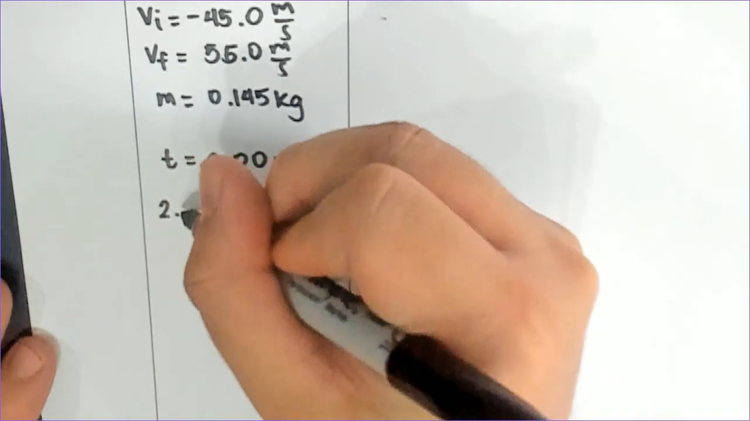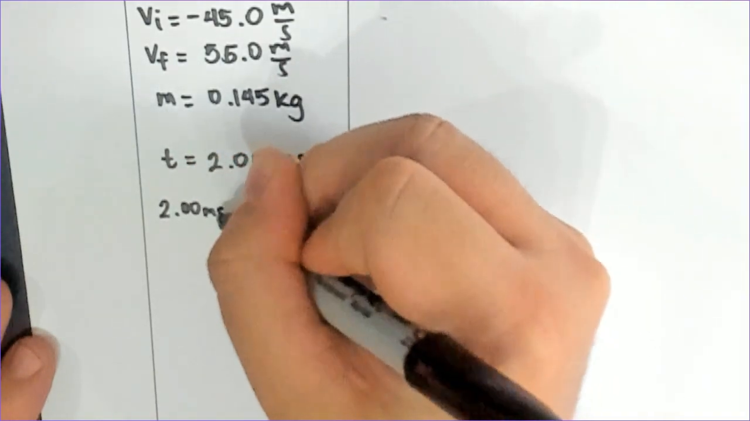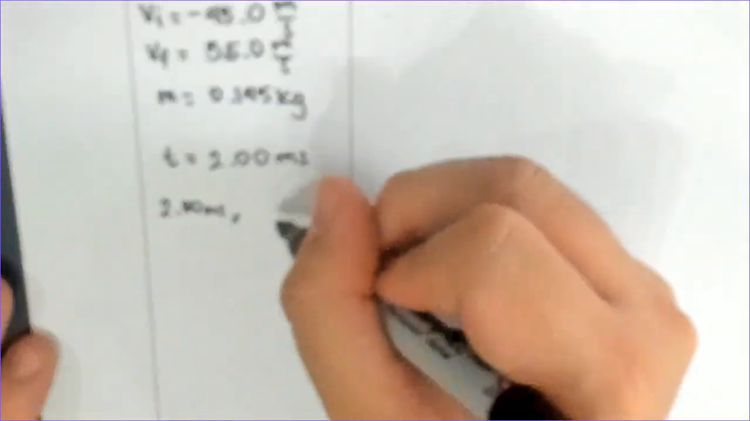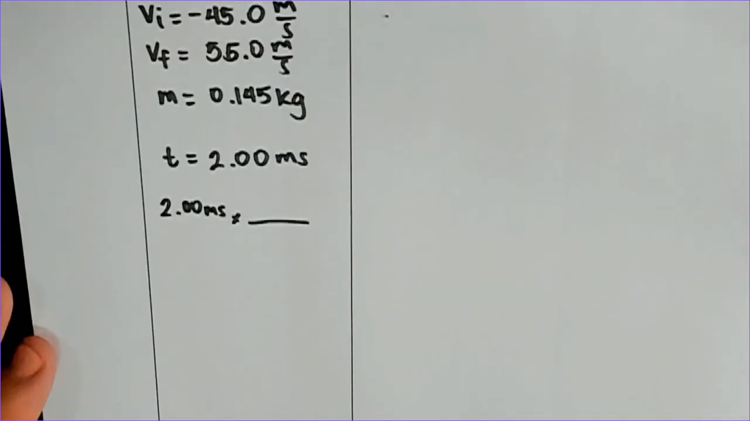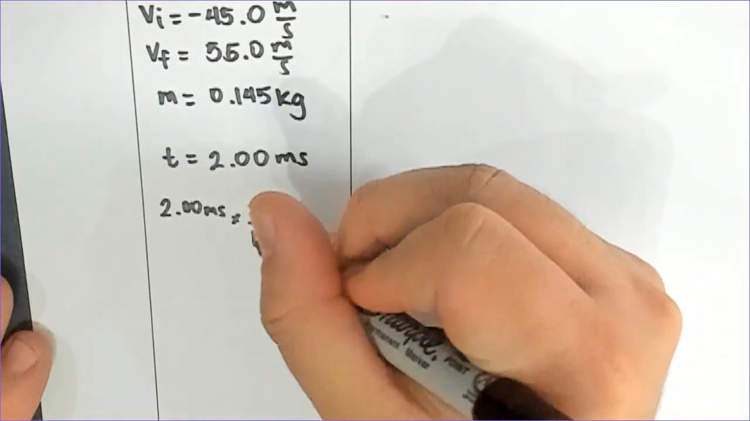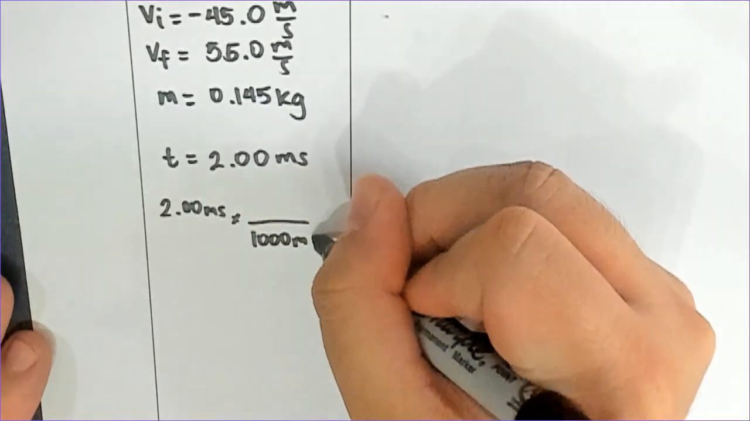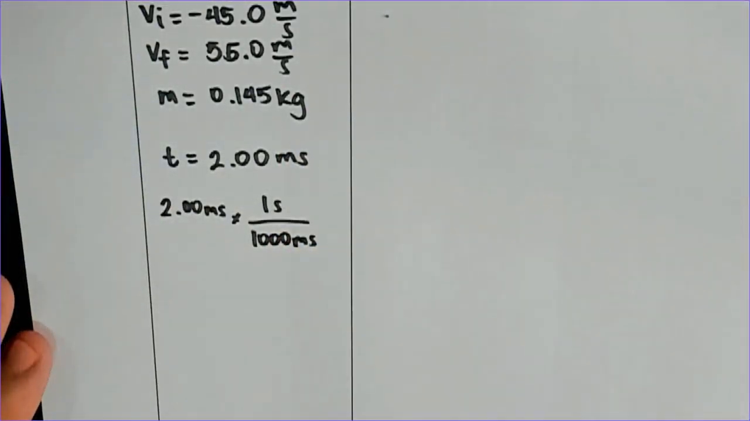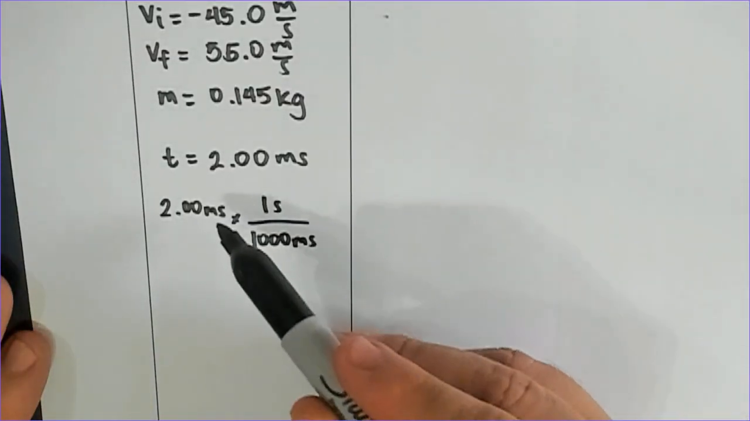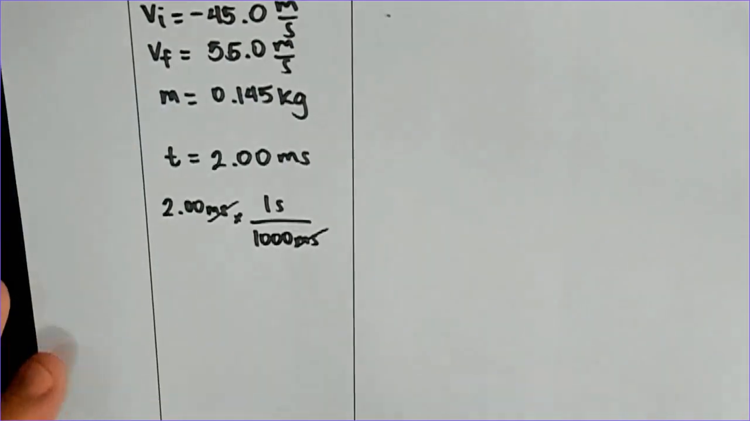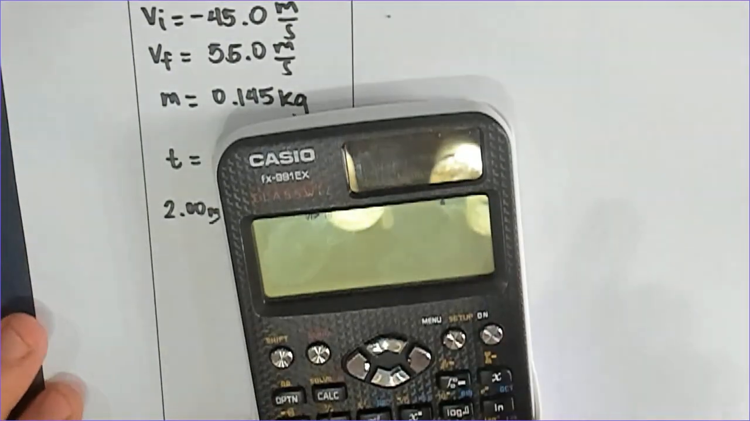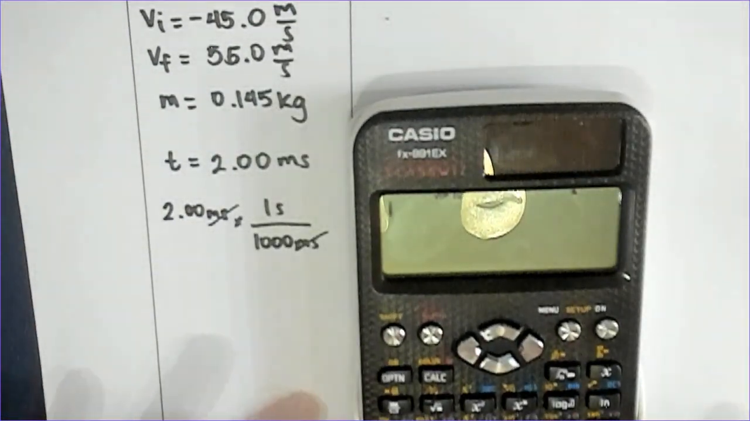So time is equal to 2.00 milliseconds, and we know that there are 1,000 milliseconds per 1 second. Let me just write this down. So that's 1,000 milliseconds and 1 second on the top, and they basically cancel out, and you're going to be left with, okay, get the calculator.